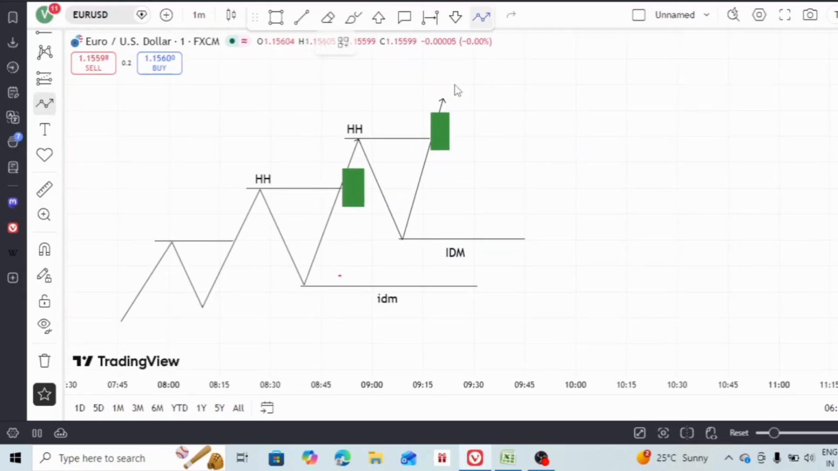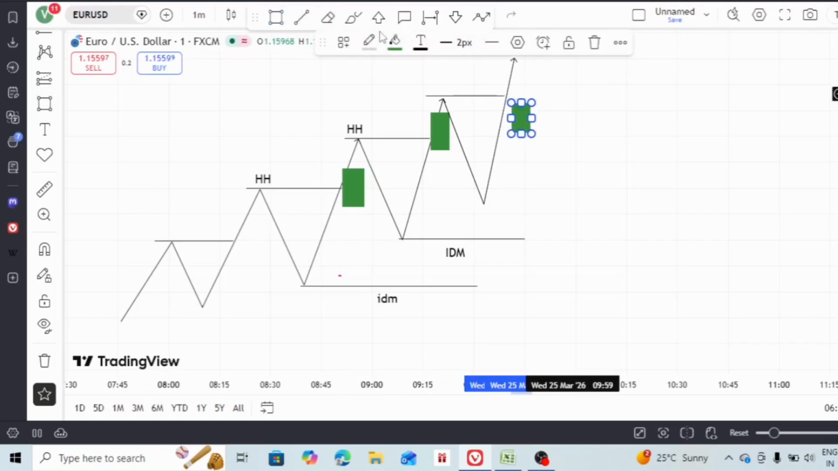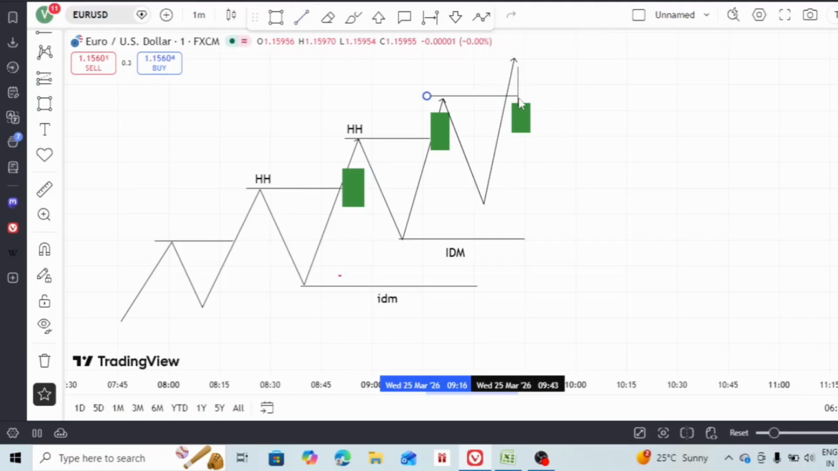Again, if the market came down, went up, and here it has broken. Here it has just broken with the wick of the candle, not the body. If it just breaks with the wick like this, then this level will still remain as our inducement, because this level has not been broken by the body of the candle. It's just that the liquidity is shifted. So this liquidity from this high has been shifted to this high.